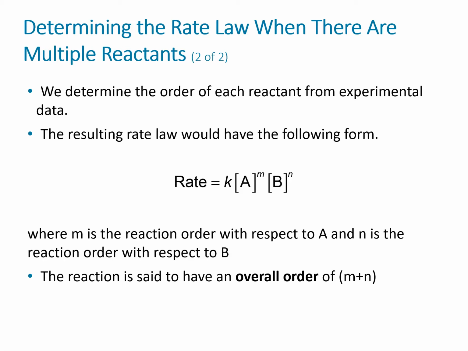And this is just reviewing what I said. You have to determine the order of each reactant from experimental data, and once you know what m and n are with respect to A and B, you can determine the reaction order overall by summing them, where the overall order of reaction would be m plus n.